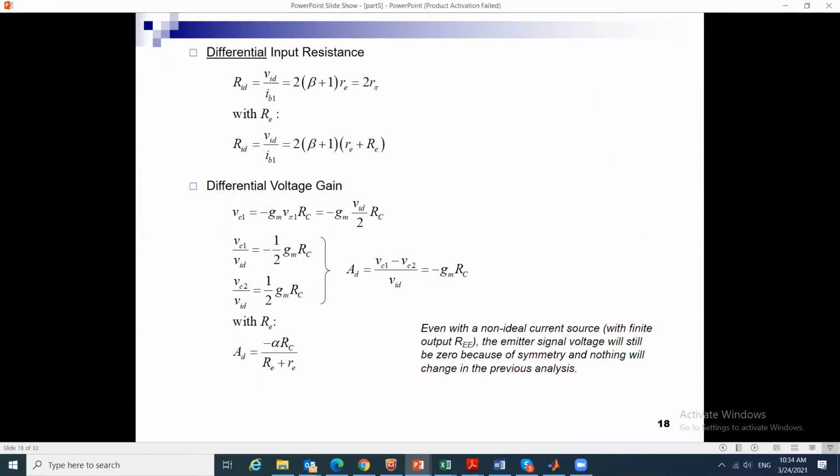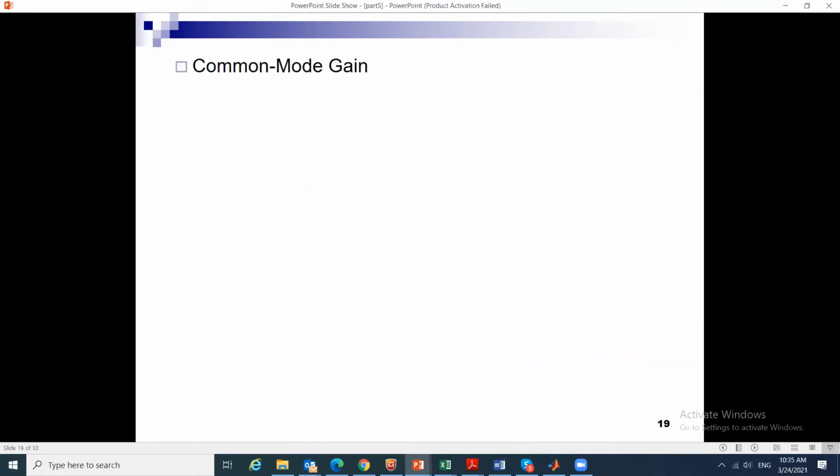And he's confirming again that even with a non-ideal current source that has finite resistance, the common node between the two differential branches is still going to be grounded when we apply VID over 2 and minus VID over 2. Okay, so it's just confirming that the common node will be grounded.